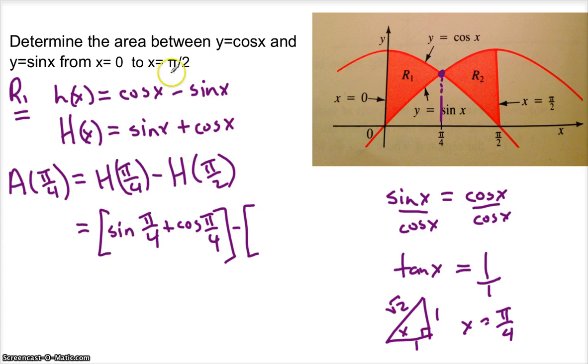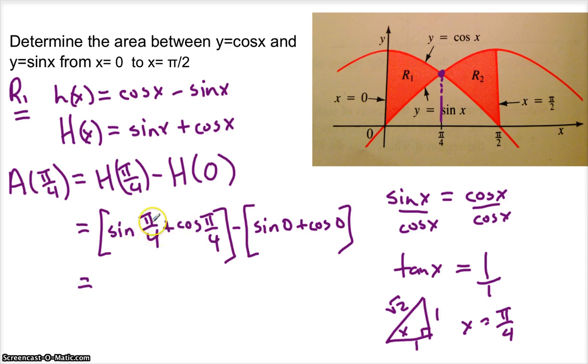We'll subtract, we'll substitute pi over 2. I'm making an error here. This should not be that. This should be 0. So I have to correct that. That's h at 0. It's bounded to the right, pi over 4, and to the left, 0. Sorry about that. Sine 0 plus cos 0.